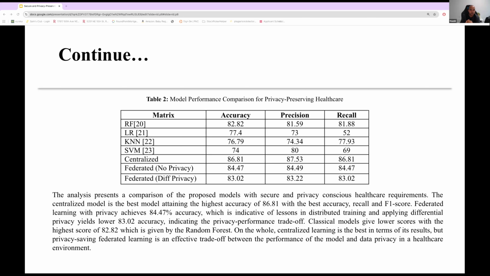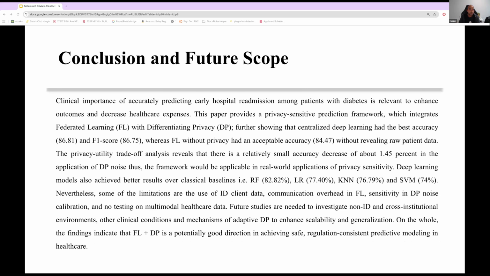So the key takeaway of this slide is you don't have to choose between high performance and privacy. While centralized deep learning technically offers the best raw results, our privacy-preserving federated learning represents the most effective trade-off. It provides superior predictive power compared to traditional models while remaining fully compliant with the security and regulatory requirements of the modern healthcare system. So to conclude, the clinical importance of accurately predicting hospital readmissions cannot be overstated.